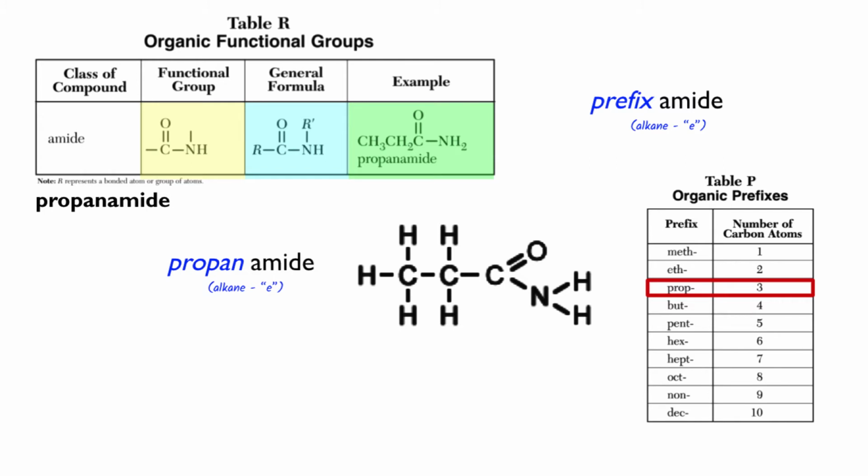So this would be propane as my parent chain. I would take off the E at the end and just add amide at the end, so propanamide.